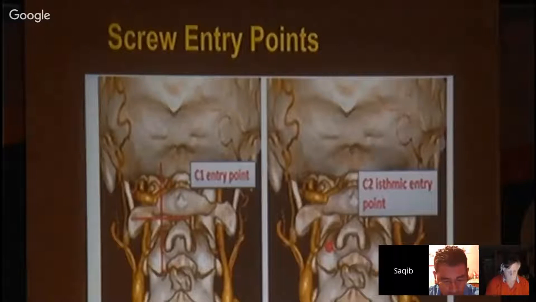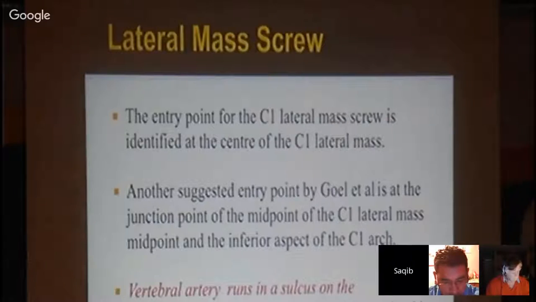So the entry point, we just described. What is the entry point? I just said. Midpoint of what? Where exactly? All the way up to the top, but in the middle of the lateral mass. And obviously, then your direction is going to be from the entry point identified as the center of the C1 lateral mass.